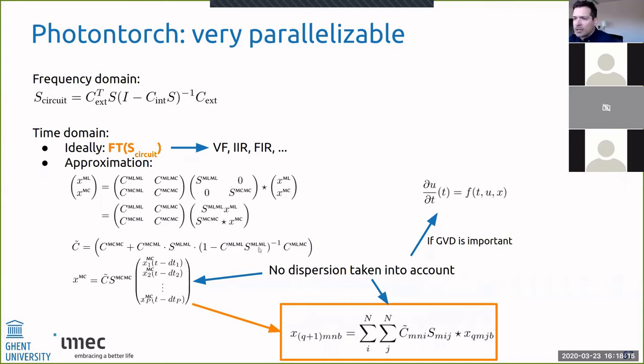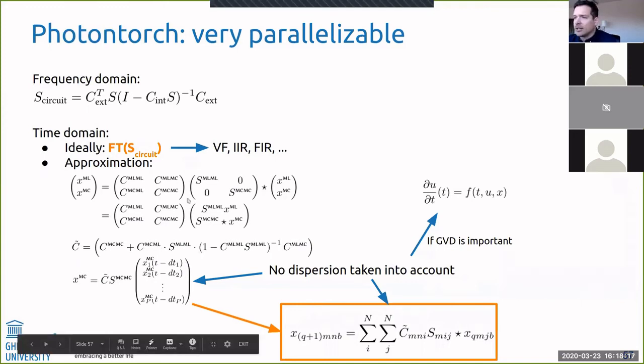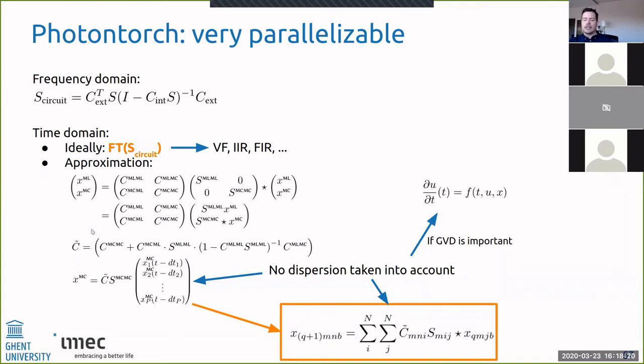However, it has to be noted that this is an approximation, as ideally you need to take the Fourier transform of your S matrix to have a complete, accurate prediction of how your circuit acts in the time domain. This leads to methods like vector fitting, which create an infinite impulse response method, or finite impulse responses, which are used by simulators like Interconnect and so on. To be clear, these things can also be implemented in Photontorch. Then you go to nonlinear components and so on.